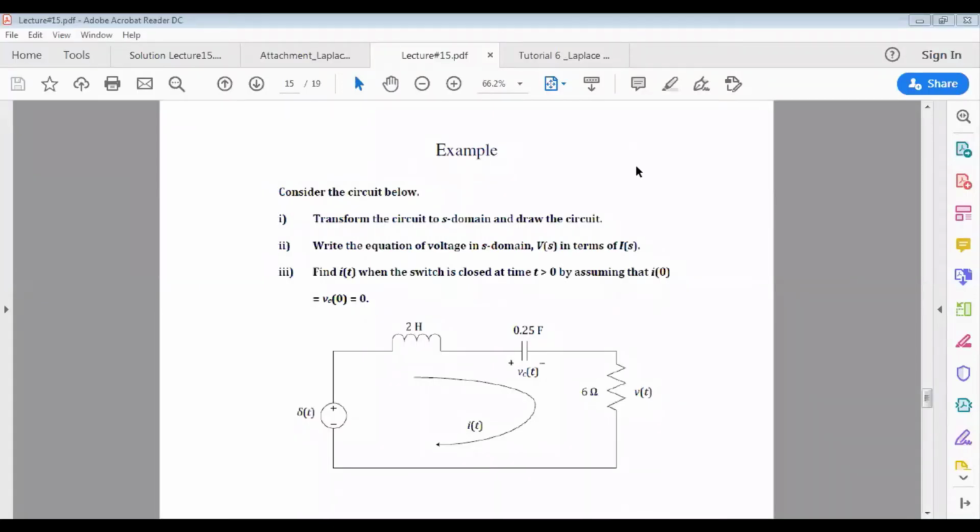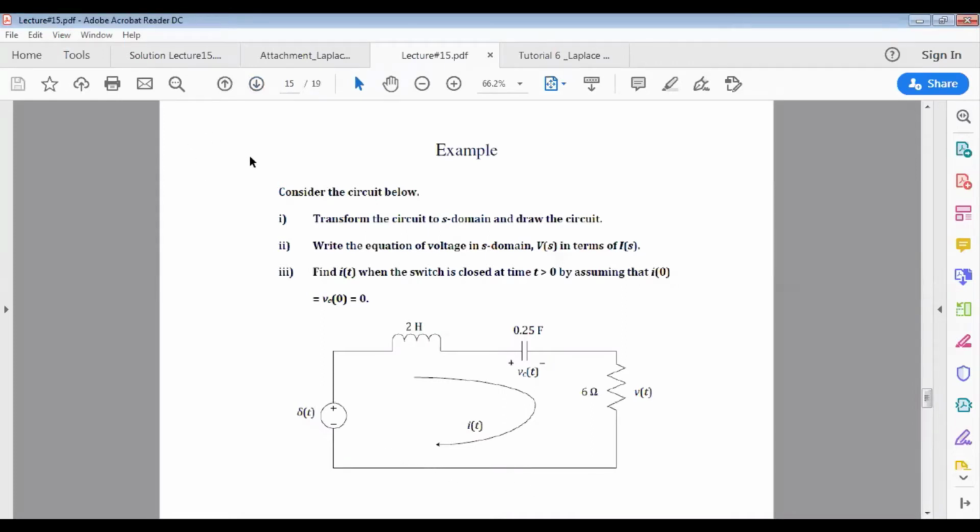Okay, so in part 3 of this lecture, we are going to do a few examples related to circuit analysis problems. The solutions for these examples have been provided to you in solution lecture 15 here. So you can refer to this solution while referring to my lecture. In these examples, we are given a circuit.